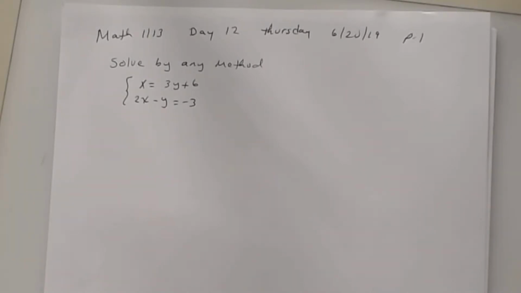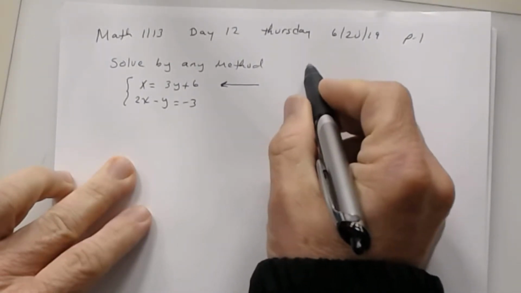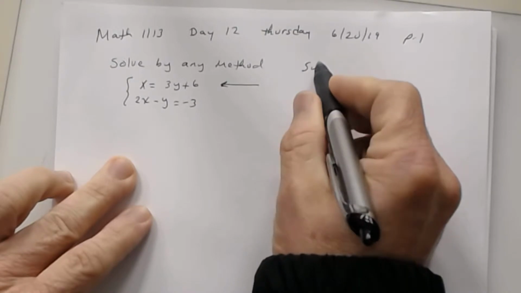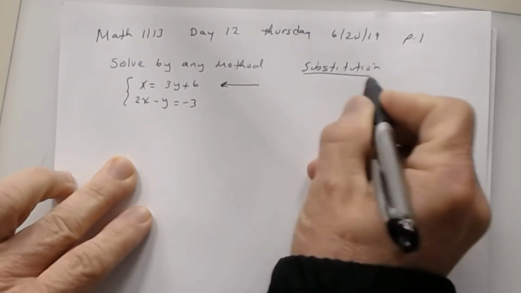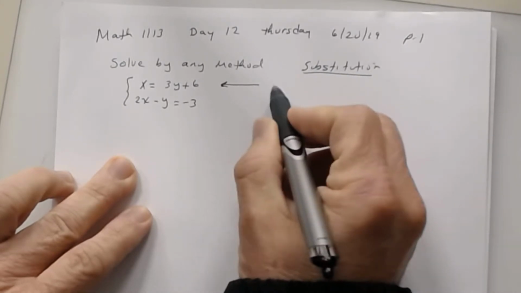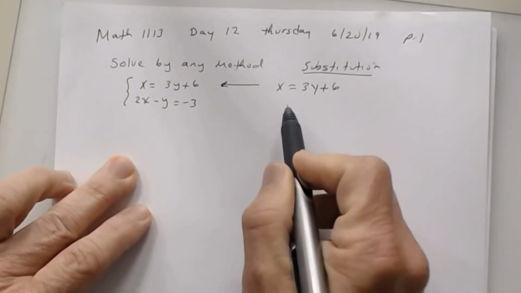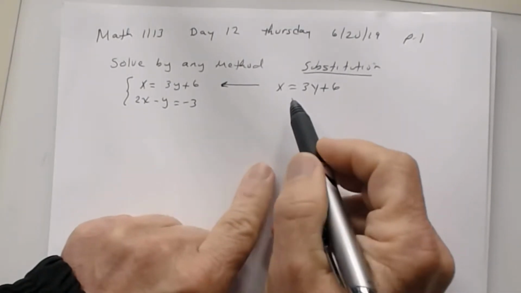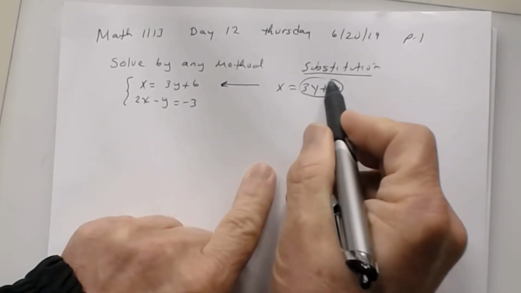But which one would be more efficient? The first one. Why? Because the variable x is already by itself. All right, so in the first equation, we're going to do this one by substitution. If I do this by substitution, the variable x is already by itself. Now once I solve for a variable, which x is already by itself, remember I circled this expression right here.